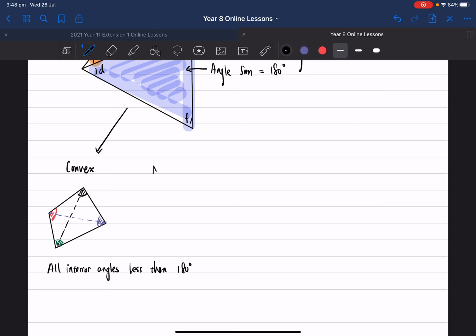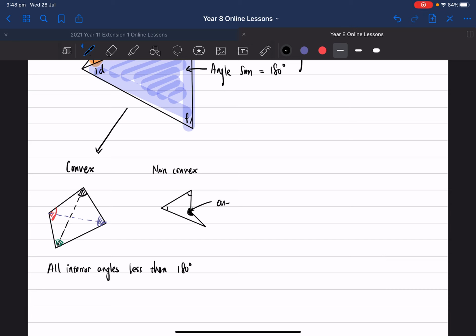Now, for a non-convex quadrilateral, you're going to have an angle that's going inside. So I'm going to draw a diagram this way. 1, 2, 3, 4. This is still a four-sided shape, so we can still call this a quadrilateral. However, as you can see here, one of the angles is more than 180 degrees. Look at this angle here. This angle is pointing towards the inside. It's not pointing out, it's pointing inside.